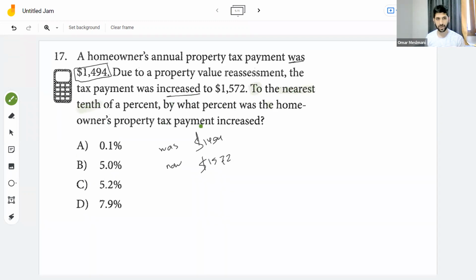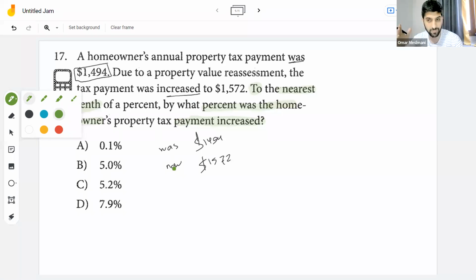of percent, by what percent was the homeowner's tax increased? By what percent it's increased. Okay, so right now, what do we have? We have a difference in a value. So the difference in value, what was the formula? It was old minus new. By the way, this is the old amount, and this is the new amount.